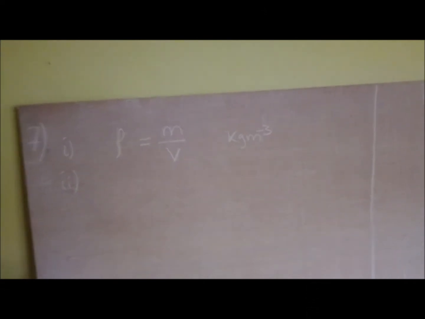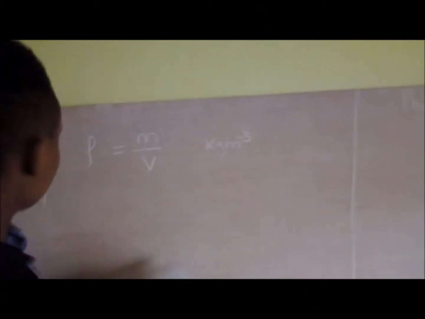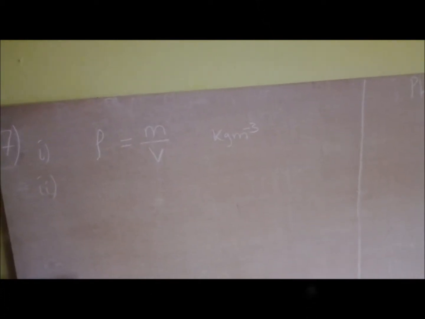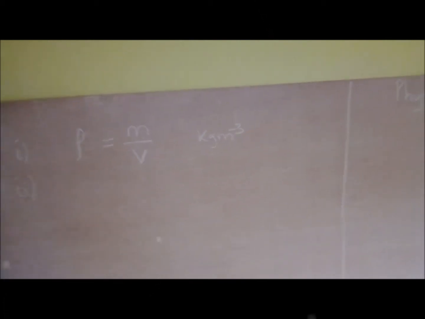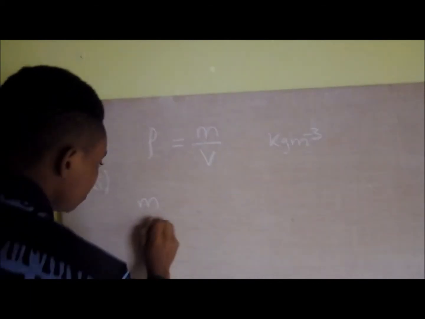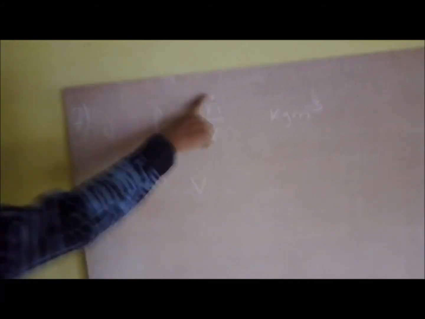The question is to describe an experiment to determine the density of a piece of stone, an irregularly shaped object, including the list of apparatus needed and a diagram of the setup. So let's start with the diagram. If you want to measure the density of a piece of stone, it means the mass of the stone should be known, and the volume of the stone should also be known, just like in the formula. So you need the mass and the volume.